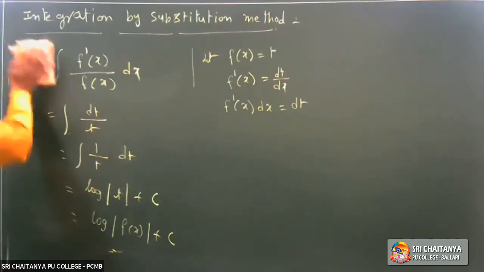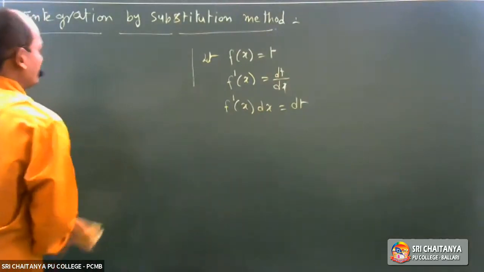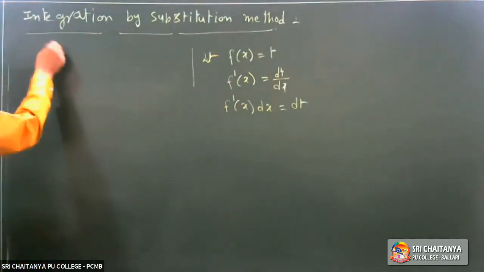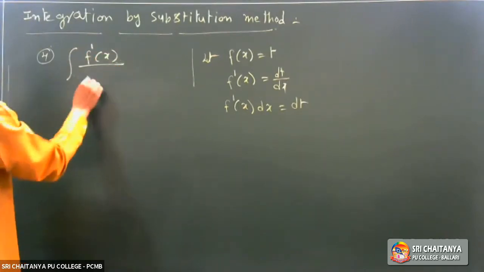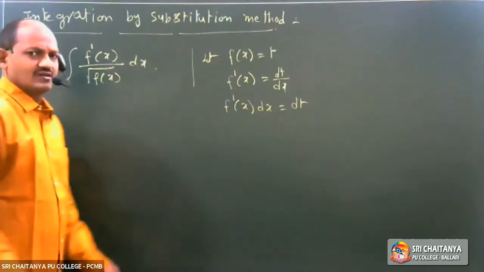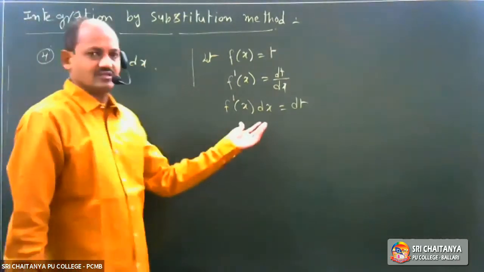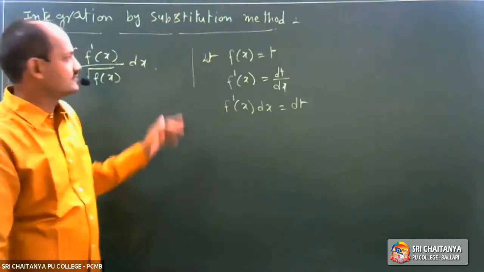Okay? Right, next, the fourth one: integral of f dash of x by root f of x dx. This condition is the same for all four properties.